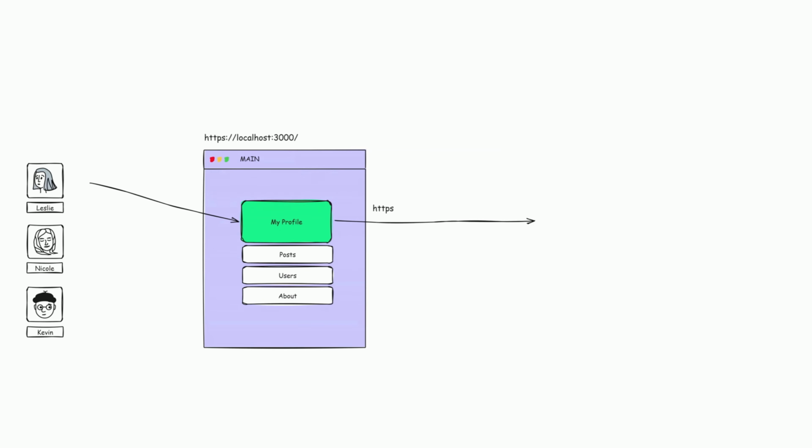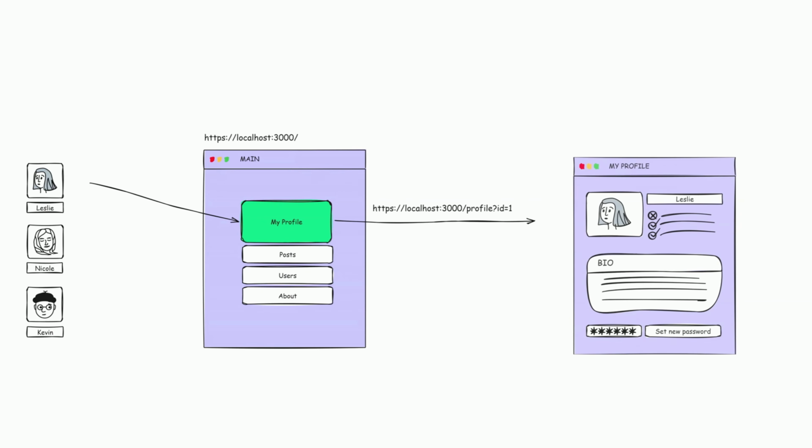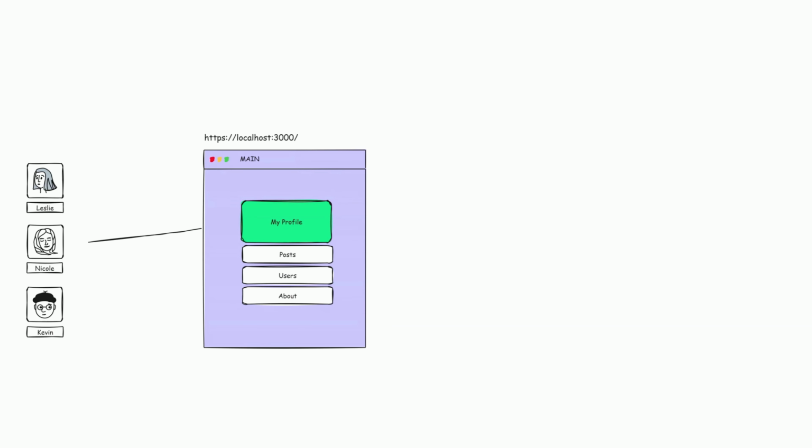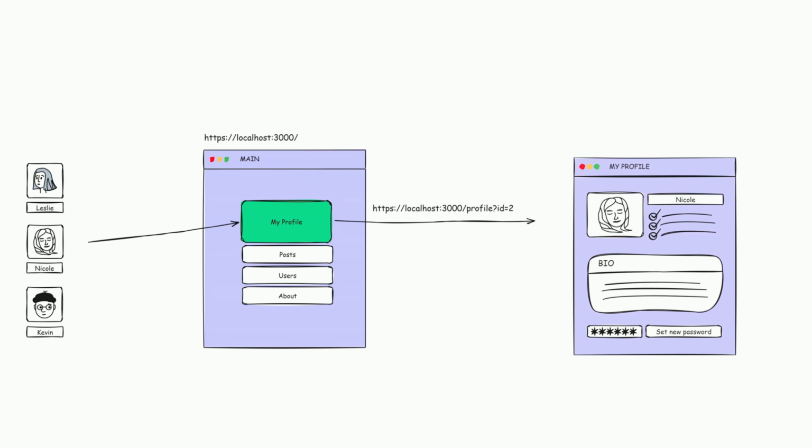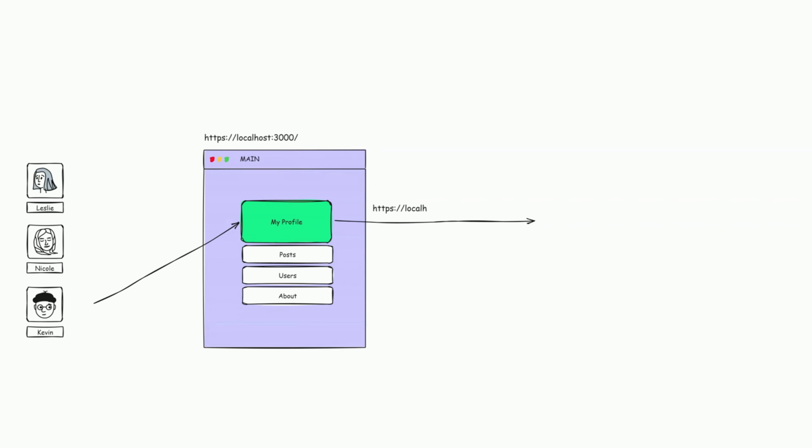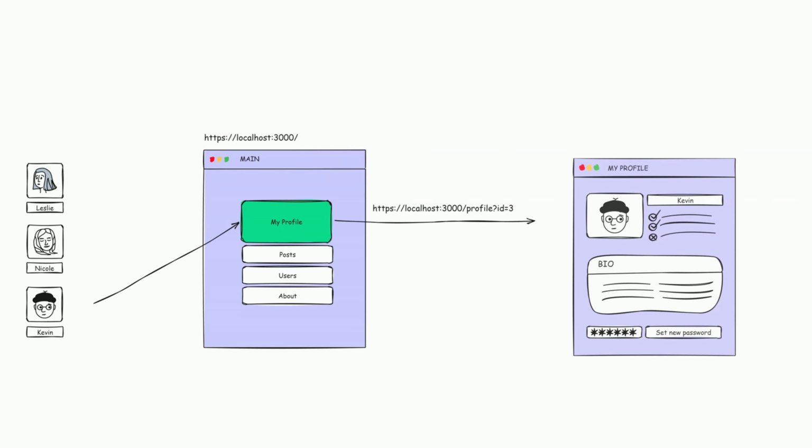First up is Leslie. They click My Profile and boom, they land on their profile page. The URL shows localhost:3000/profile?ID=1. Cool, so Leslie is user ID 1. Nicole clicks the same button and gets to their profile. Notice the URL now? It says ID equals 2, so Nicole is user ID 2. Everyone's seeing their own profile. Everything seems to be working fine.